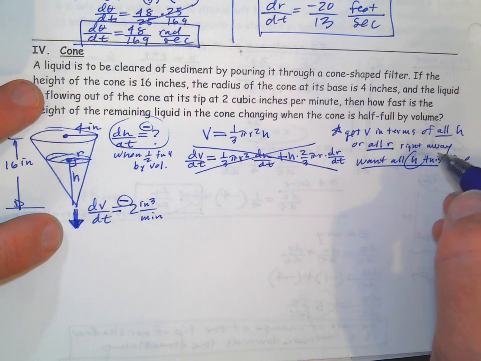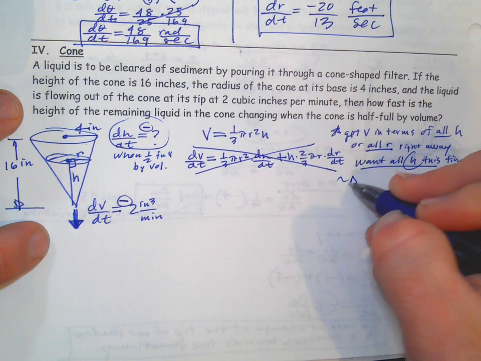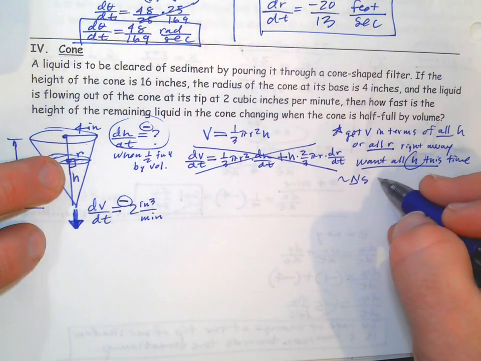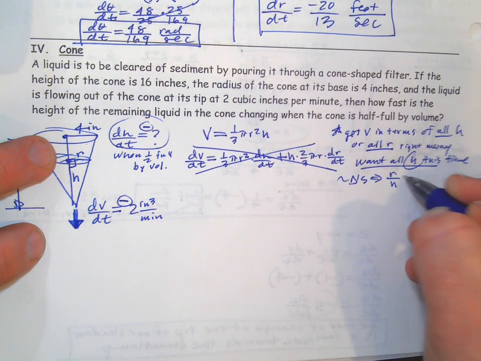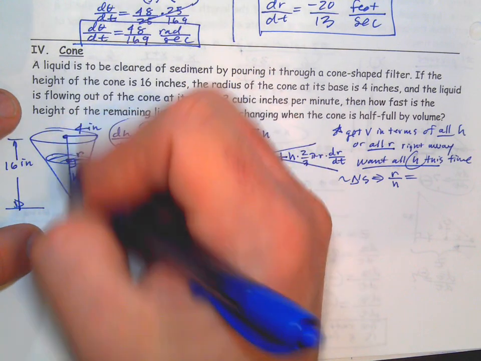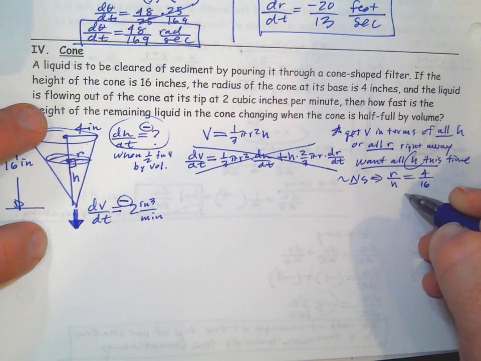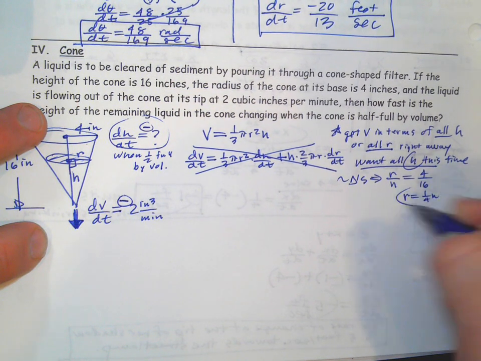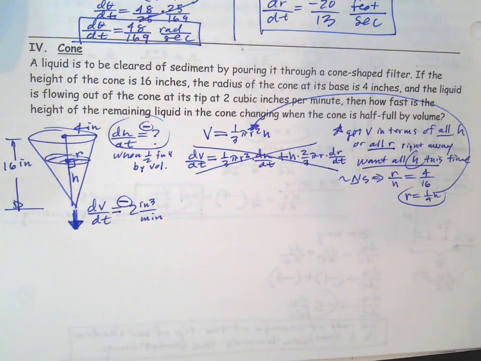Now, how do we get in terms of all r, all h? Well, what happens here is that we have similar triangles. See the similar triangles, the 2 right triangles? So the sides are proportional. We can say r over h equals 4 over 16. And so if we want all h, we're going to solve for r in terms of h. So we need 1/4 h, and we're going to plug that into the radius so that we get all h's.